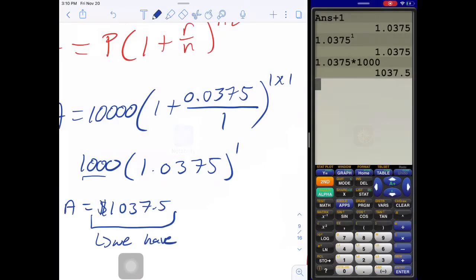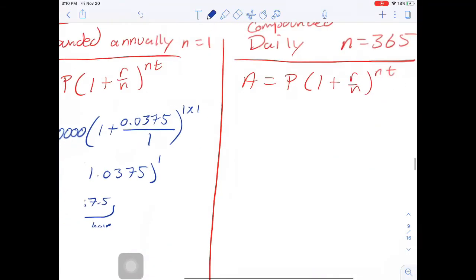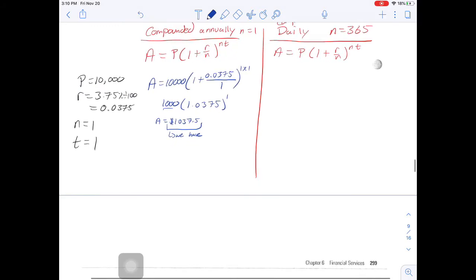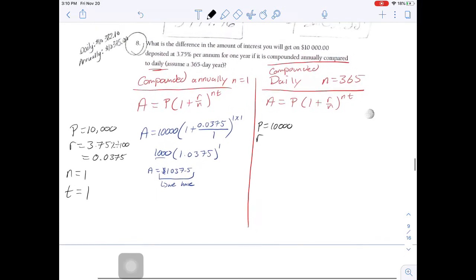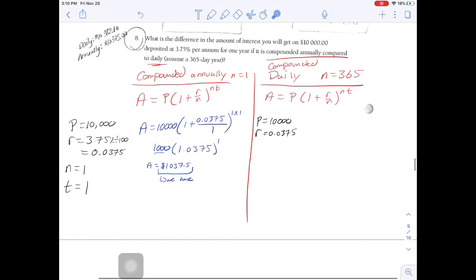Now, let's see what happens when things are compounded daily. So this is going to look a little different. If things are compounded daily, well, we're still putting in $10,000 to begin with. So P equals 10,000. R is still the same rate, 3.75, so 0.0375. Okay, now what changes? Well, the thing that changes is our term, well, we're still doing 1 year. So T is still 1 year.